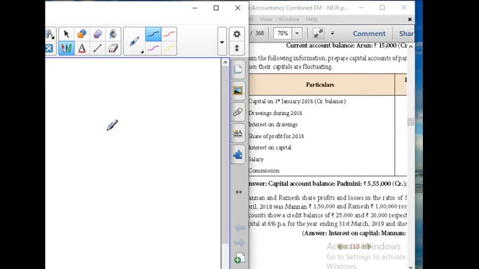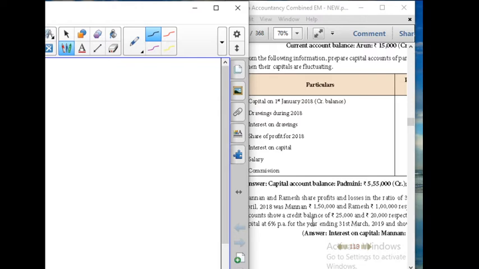Number 5. Mannan and Ramesh share profits and losses in the ratio of their capitals, 1,50,000 and 1 lakh respectively. And their current accounts show a credit balance of 25,000 and 20,000 respectively. Calculate interest on capital at 6% for the year ending 31st March 2019.